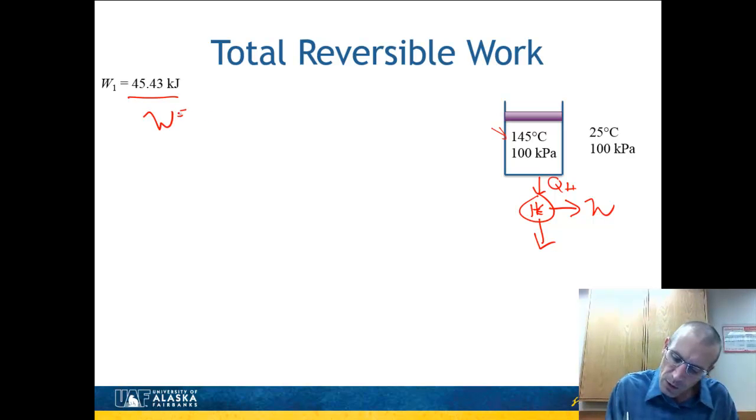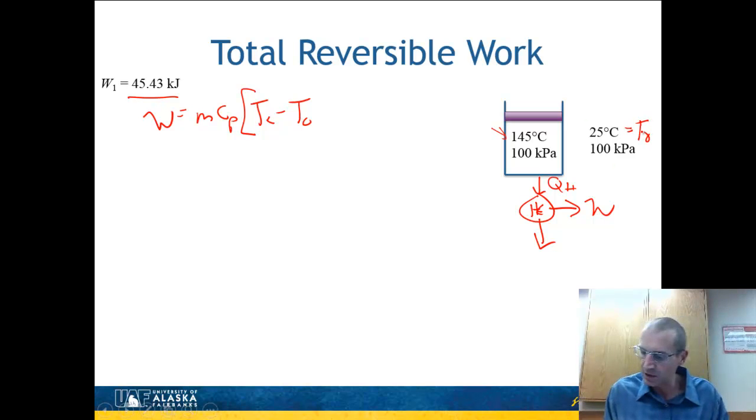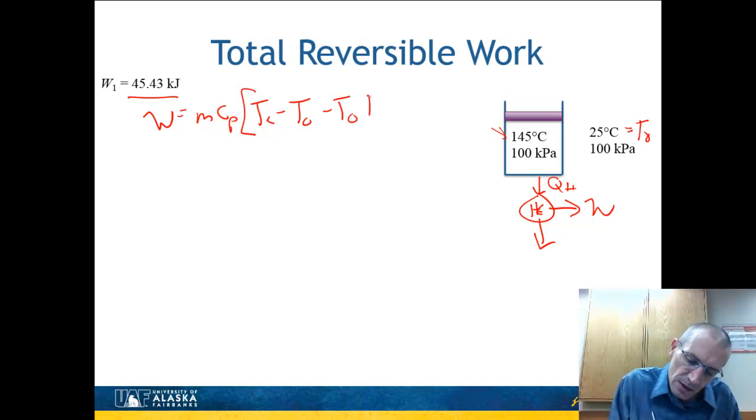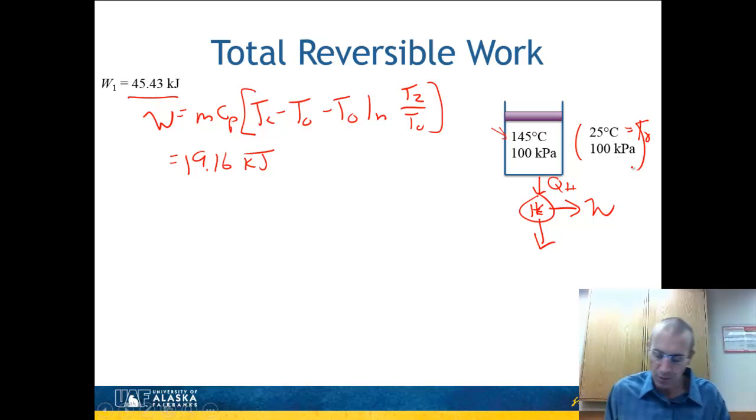So here's my work. It's m C_P, since we're doing this at constant pressure, times (T2 minus T0), where T0 is the environmental conditions, minus T0 ln of T2 over T0. And if I do the arithmetic with those numbers, that's 19.16 kilojoules. So now we're at the dead state because we allowed the pressure to remain constant.